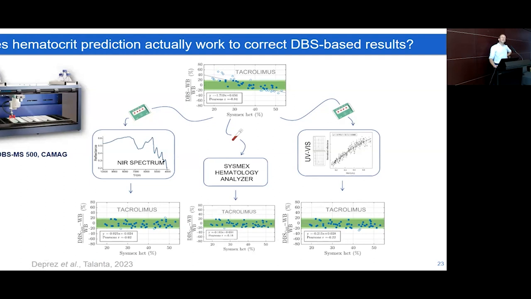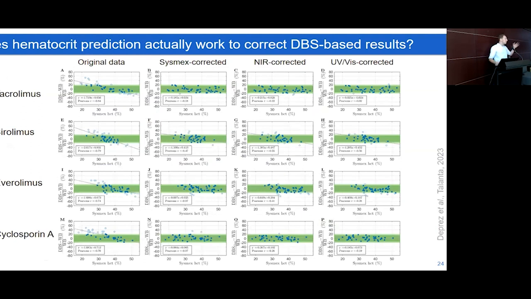And actually, you can not only apply this correction algorithm for this particular immunosuppressant, you can also apply it on related immunosuppressants: sirolimus, everolimus, cyclosporine A. They all show this hematocrit-dependent recovery, or extractability. And we can correct those if you know the hematocrit, which in real life you won't know, because if someone samples at home, you don't know, or if you predict the hematocrit using near-infrared or UV spectroscopy.